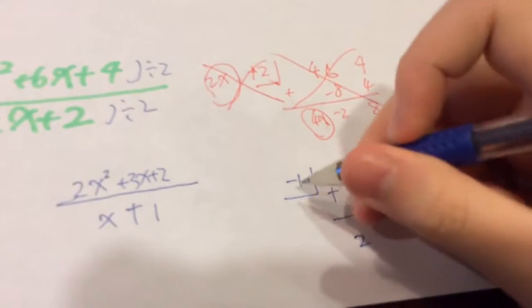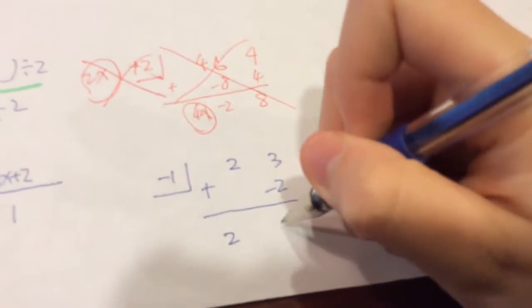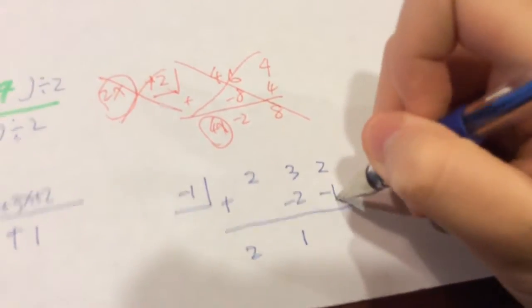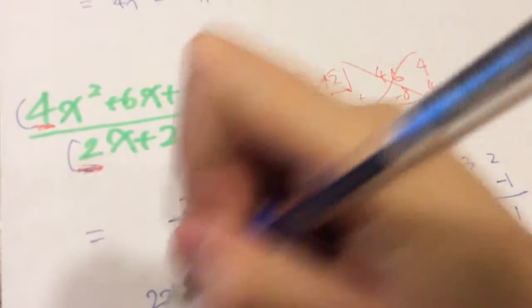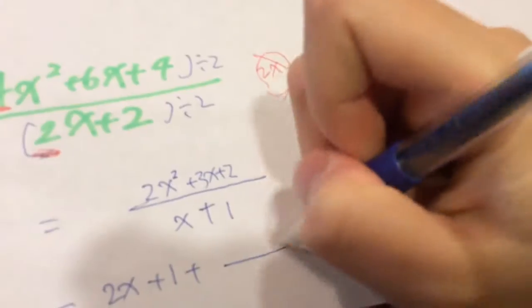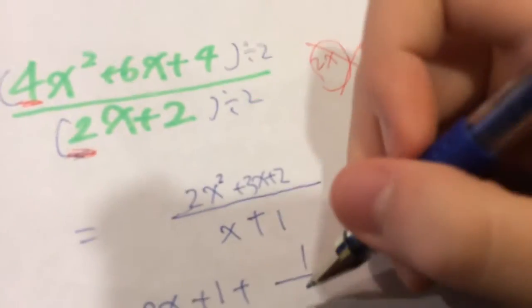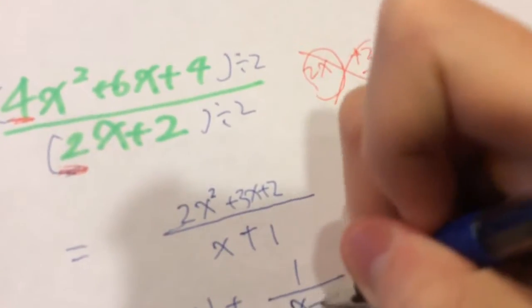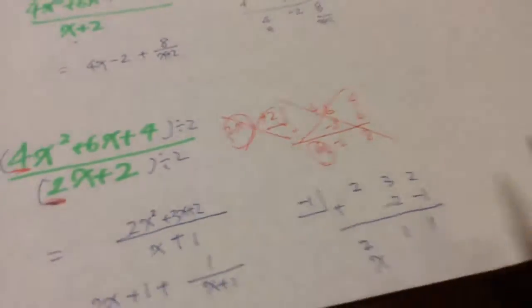2 times negative 1 is negative 2. Negative 2 plus 3 is 1. 1 times negative 1 is negative 1. Negative 1 plus 2 is 1. So this would be 2x plus 1 plus 1 over, see, remember, we already changed the whole thing to this, so do not write 2x plus 2, write x plus 1 instead. But this is just way too complicated, so just don't do it.